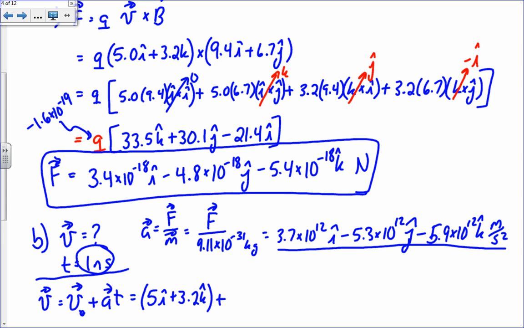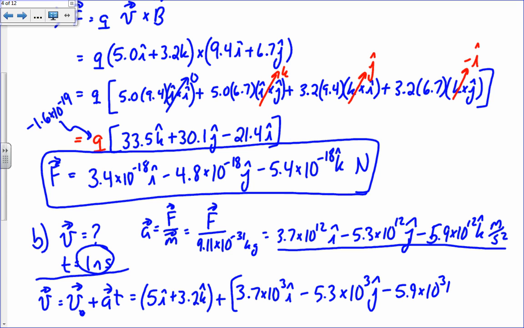So it's going to be 3.7 times 10 to the third i minus 5.3 times 10 to the third j minus 5.9 times 10 to the third k. This is all in meters per second.